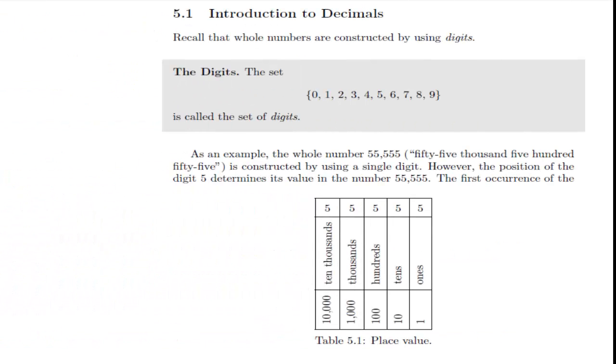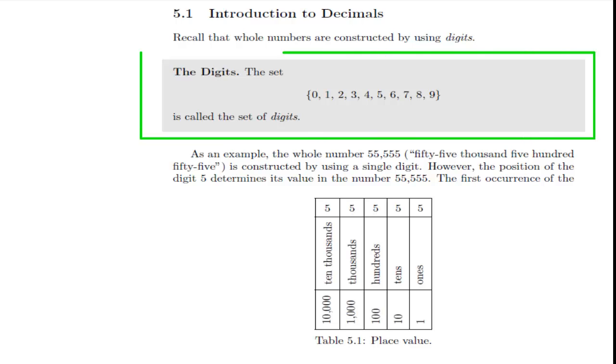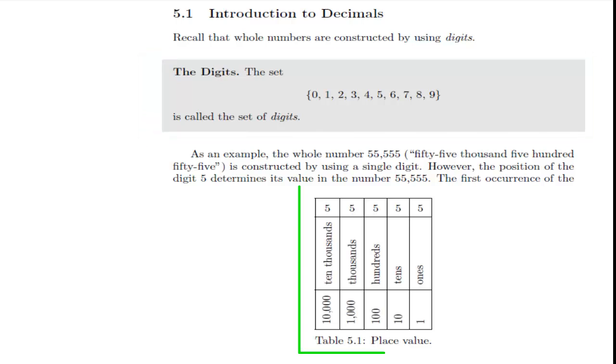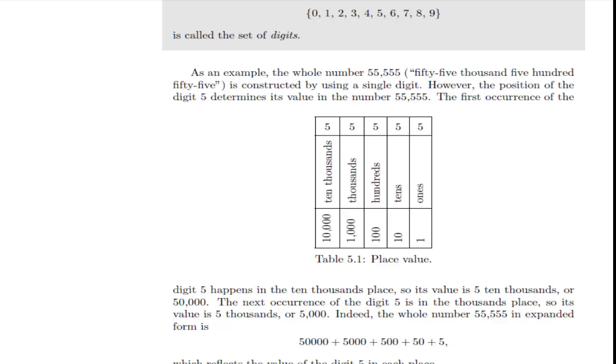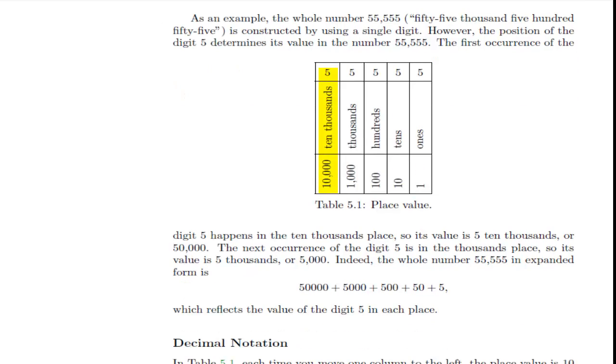Recall that whole numbers are constructed by using digits. The set containing whole numbers 0 to 9 is called the set of digits. As an example, the whole number 55,555 is constructed by using a single digit. However, the position of the digit 5 determines its value in the number 55,555. The first occurrence of the digit 5 happens in the 10,000s place, so its value is 5 10,000ths, or 50,000. The next occurrence of the digit 5 is in the thousands place, so its value is 5 thousandths, or 5,000.